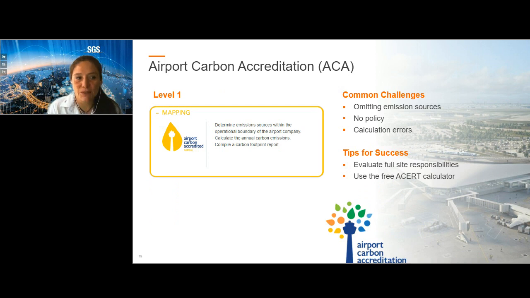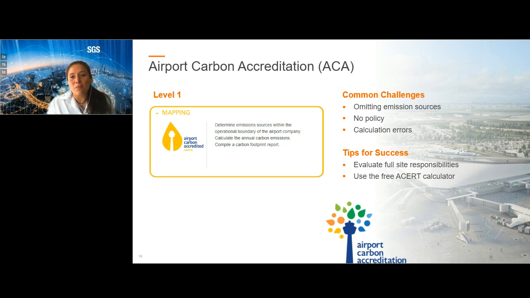Okay, so going into the detail of level 1. In this part, you have to calculate your carbon emissions. Airport Carbon Accreditation has prepared a tool called the ACERT calculator. To tell you the truth, it's very easy to calculate because it's specific for airports. You input your information on fuel usage, electricity usage, and your refrigerant recharges, and then it calculates alone. So it is very practical to use the ACERT calculator.